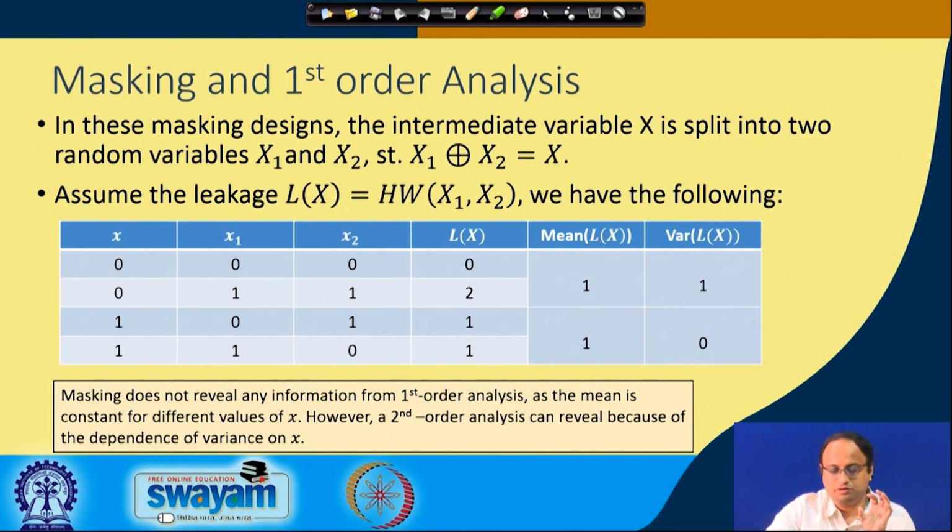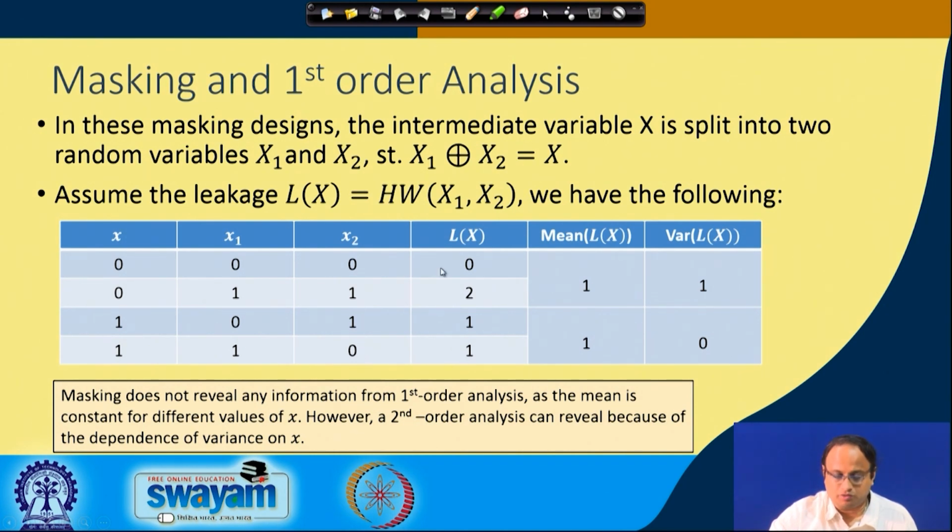So x has been broken up into x1 and x2, like we have broken up A into AM and MA. There are two parts, and therefore the power consumption will depend upon the Hamming weight of both x1 and x2. If you make a simplistic model like that and observe the leakage, this table shows that my input is x, which is 0 or 1. If I write 0, I can write the masks as either 0 0 or 1 1, because both of them XOR to 0, and likewise I can write 1 as 0 1 or 1 0.